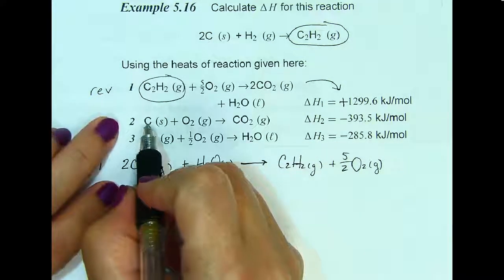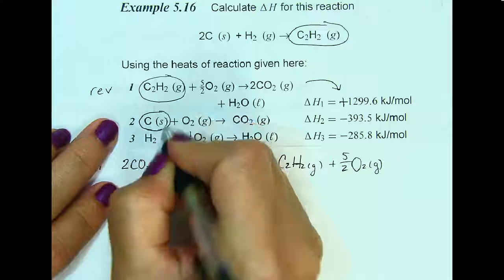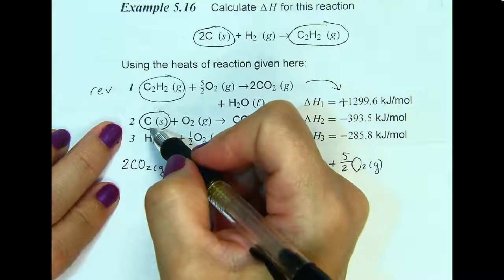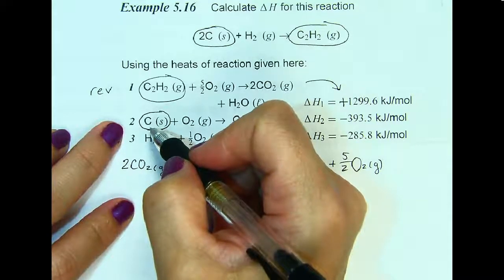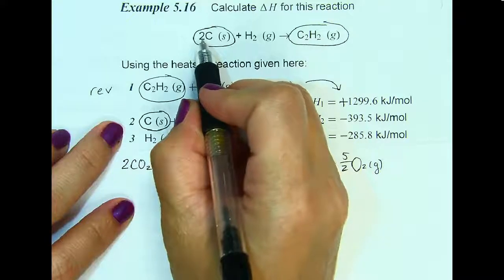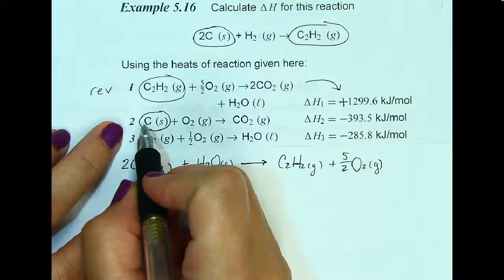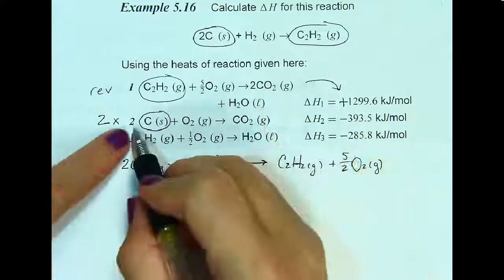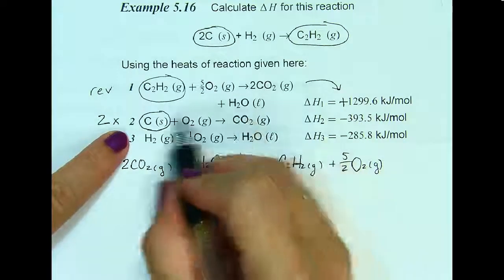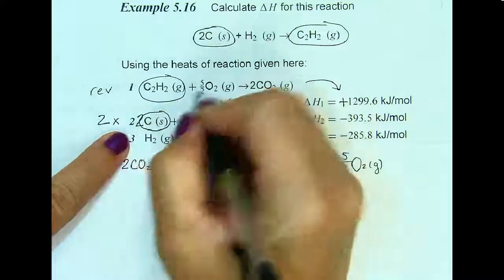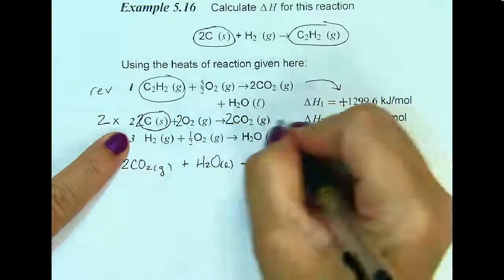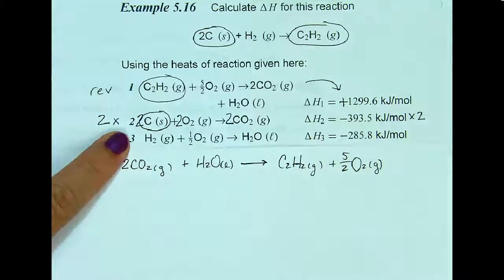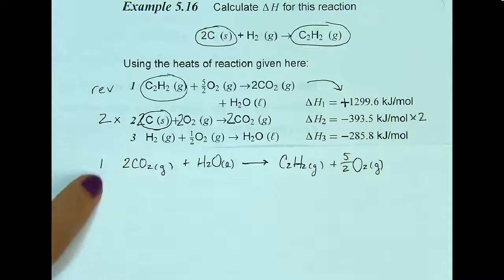Let's look at the second equation. Notice what it has in common with what I have above: the carbon solid. Both are on the left side of the equation, the reactant side, so I do not have to reverse this one. However, because the target has a coefficient of 2, I need this to also have a coefficient of 2. So I'm going to multiply this second equation to give all of my coefficients times 2, which puts a 2 here, a 2 here, and a 2 here, and that means my delta H value is also going to be times 2. I'll rewrite my new equation with the new coefficients down here.